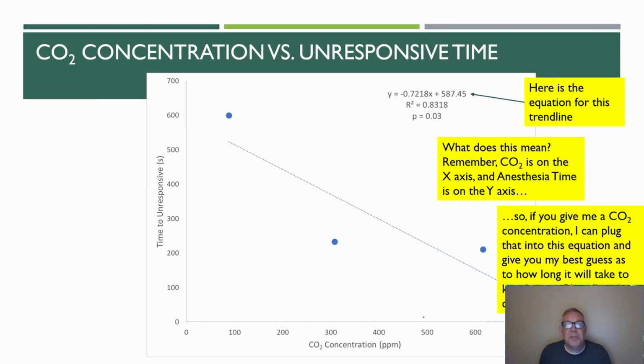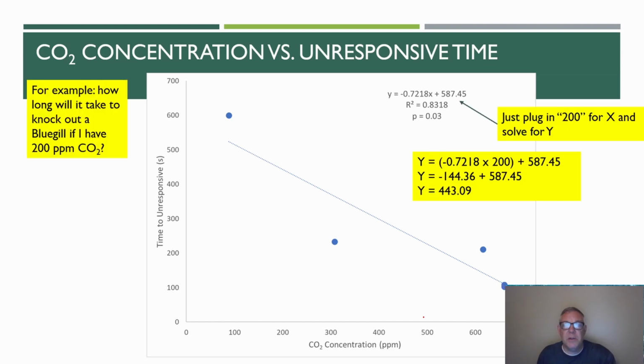And you can see here, it gives us the equation for that line. And so we can directly relate the independent variable and the dependent variable. And so if you gave me a concentration of CO2, I could estimate how long it will take to knock out a bluegill. Because now I have this relationship that relates those two based upon the data that I've collected.